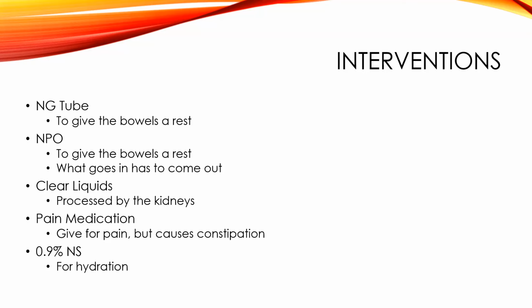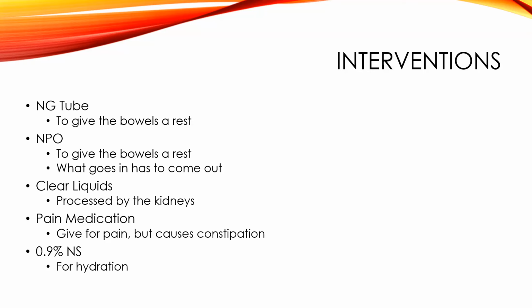You're definitely going to make them NPO. Obviously, if you put a tube down their throat into their stomach and they're eating and drinking, all it's going to do is suck it back out, so that makes no sense. But the NG tube is there to give bowels rest. NPO is also to give their bowels a rest, so that way, again, if whatever's going in is not coming out, there's no point in putting more back into it.